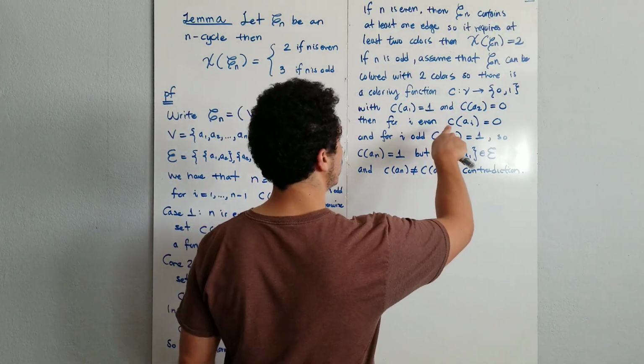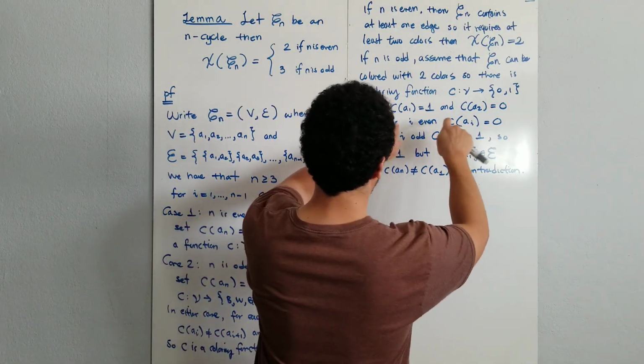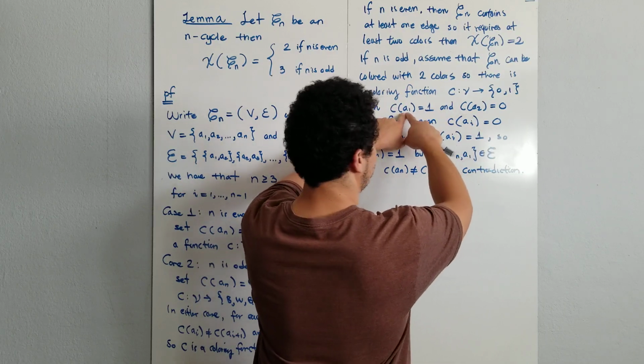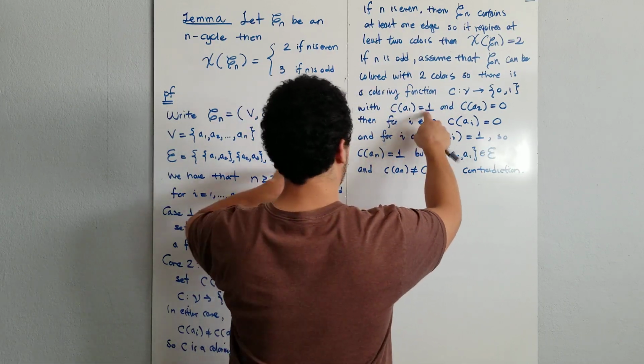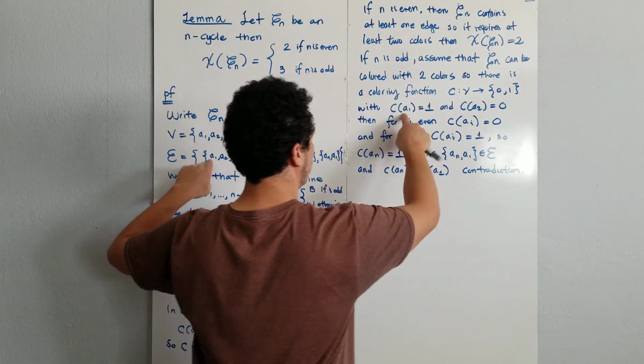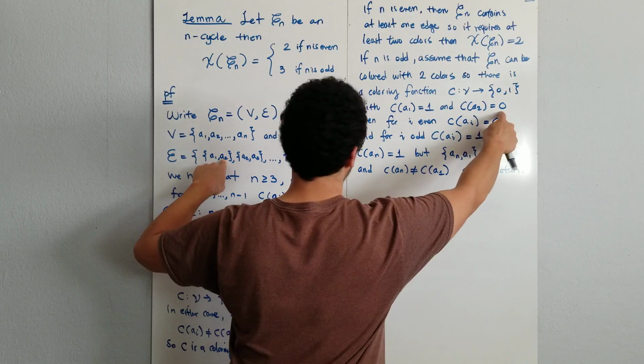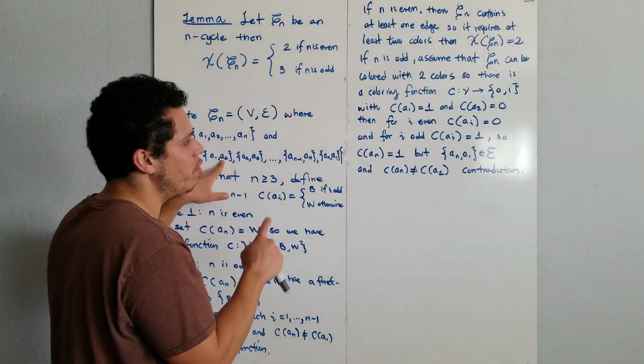So, well, why is it that we have that? Look, I look at this particular value, and I have that A1 should have color 1 and A2 should have color 0. So all that we're saying here is that they're different.